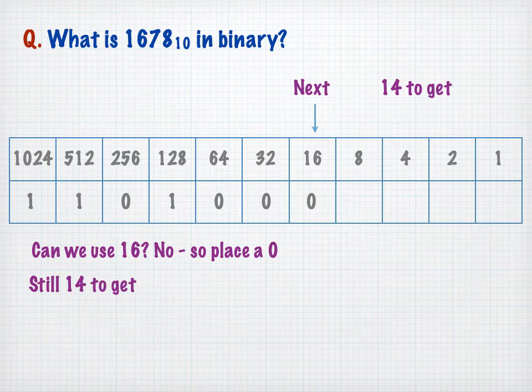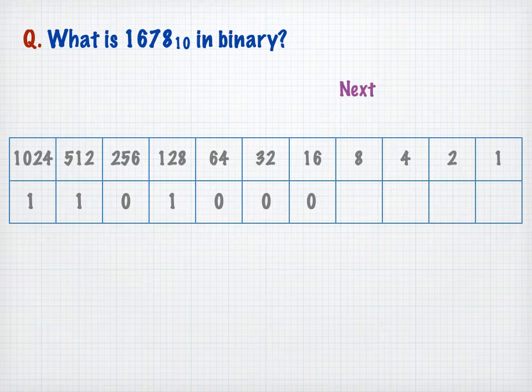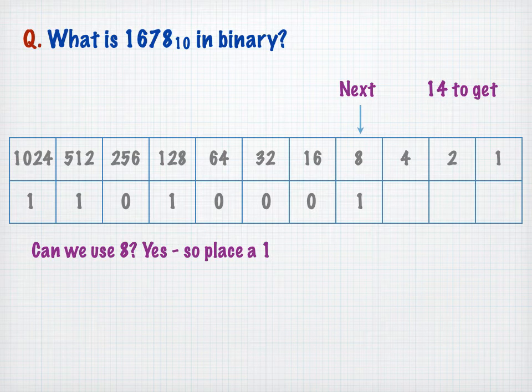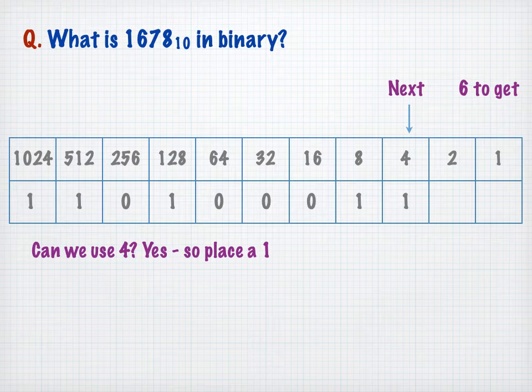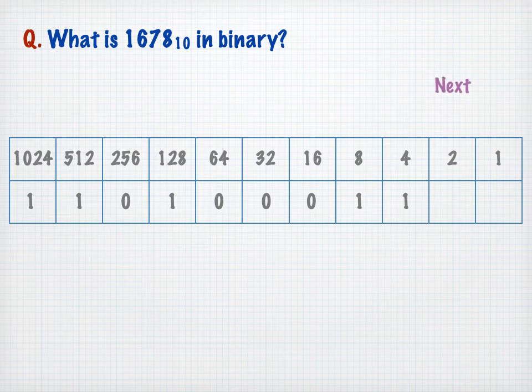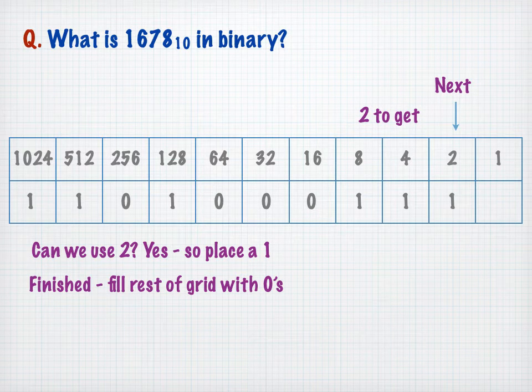Ah, here we go. Suddenly we get to the remaining 4 columns. And yes, we could use an 8. We'll place a 1 in here, and that means that we have 6 to get. And we just keep going. Yes, we can use a 4, so we place a 1 in here. 6 take away the 4 gives you 2. And we're nearly there because we've got a column with a 2, so we can place a 1. And then we could just fill the remainder of the grid, however many columns there were, with a 0, because we've actually got it now.